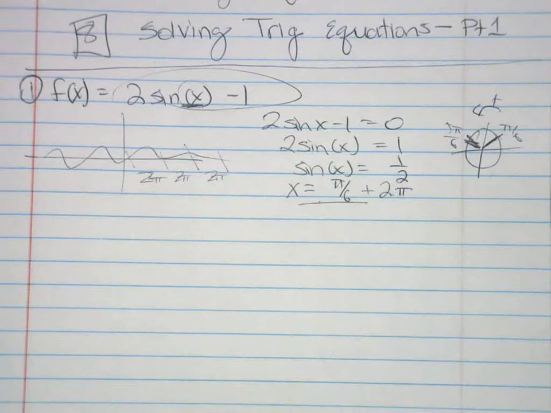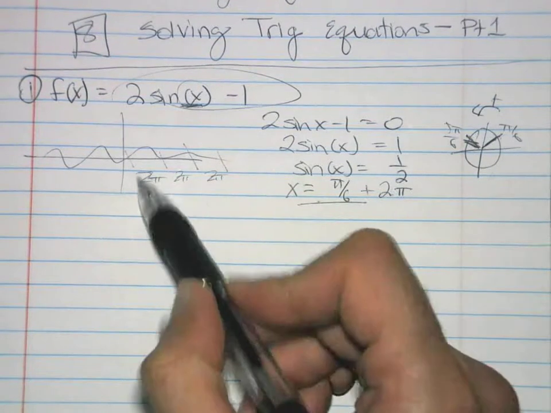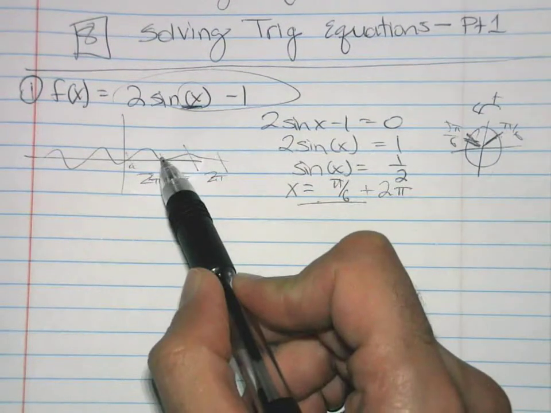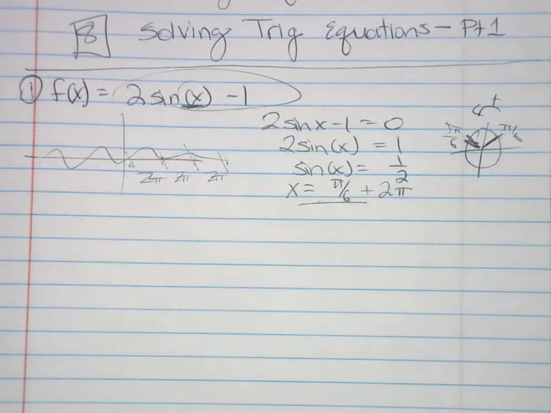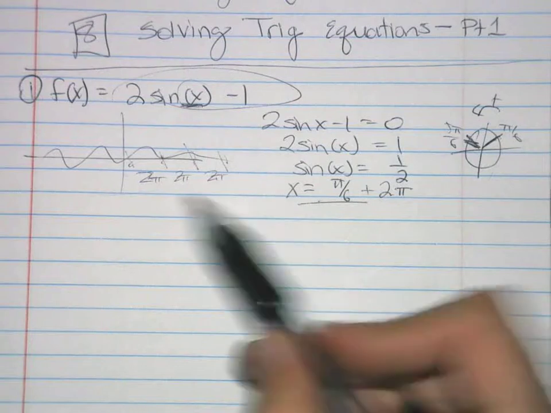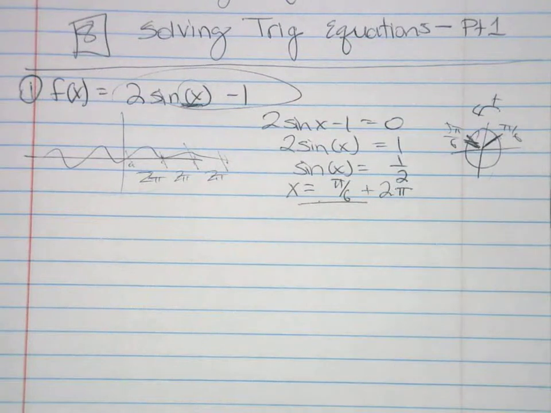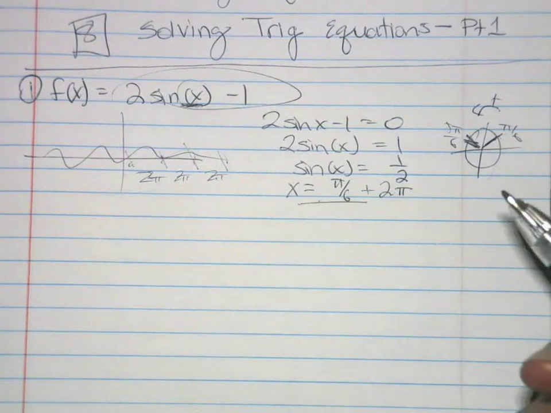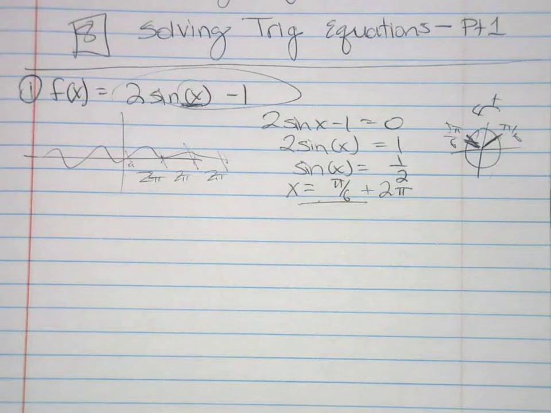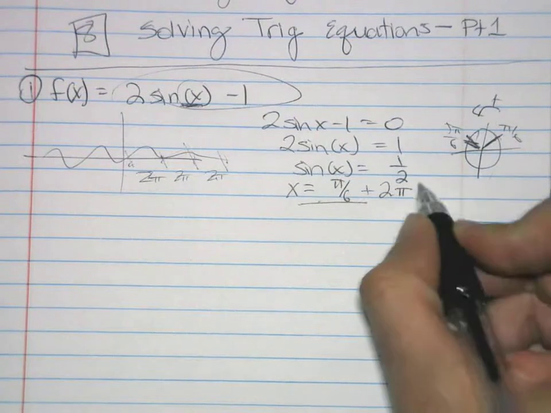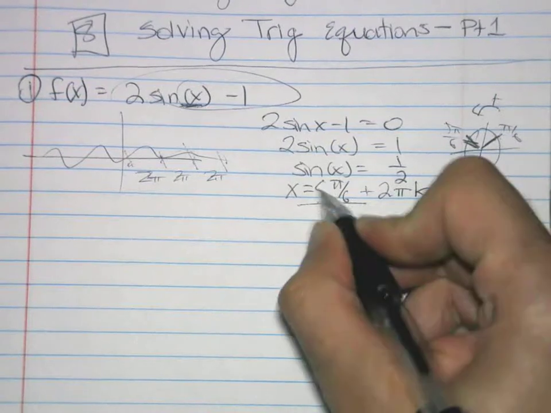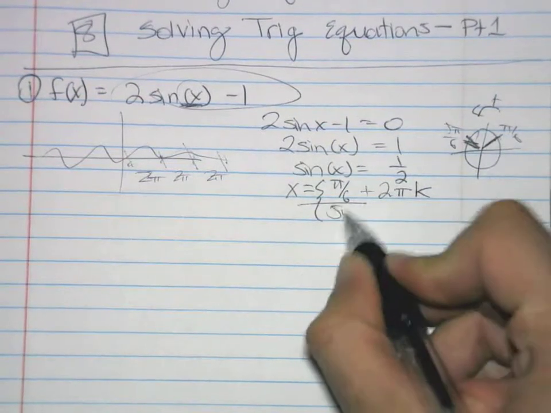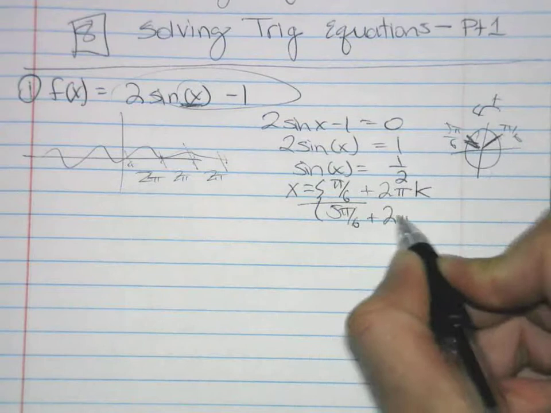So it happens at pi over 6 plus 2 pi, pi over 6 plus 4 pi, plus 6 pi. So 1 pi, 2 pi, 3. I can represent that with what kind of a number? No, not a real number, not a complex number. Kind of a whole number, an integer. So I say 2 pi k. And I also have another solution. It's just the same, 5 pi over 6 plus 2 pi k, because those solutions happen every 2 pi.